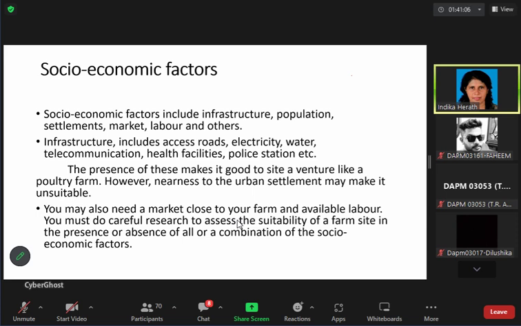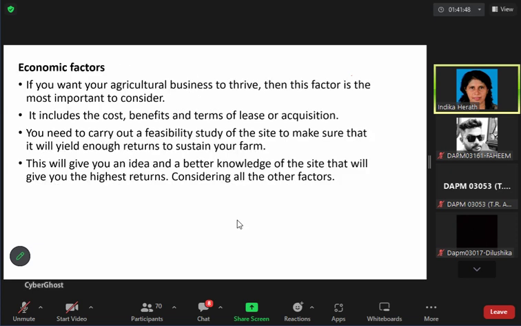So we think about that, and then we can select a land which is most suitable depending upon the other infrastructure available. You may also need a market close by for your farm products to be sold, and also the labor availability, right? So whether there is enough labor available, right? So those kinds of things, right?